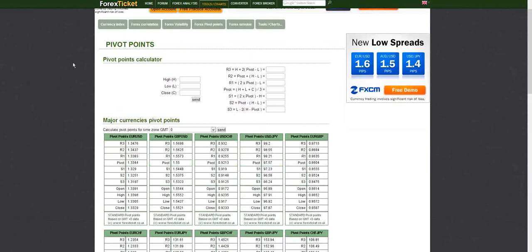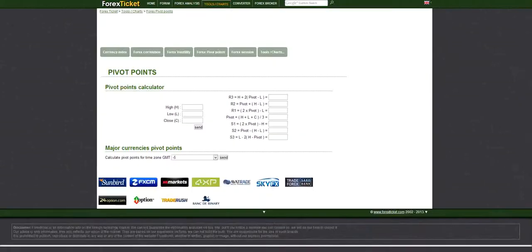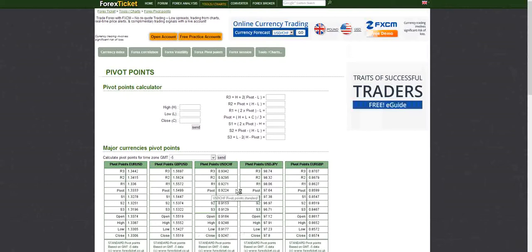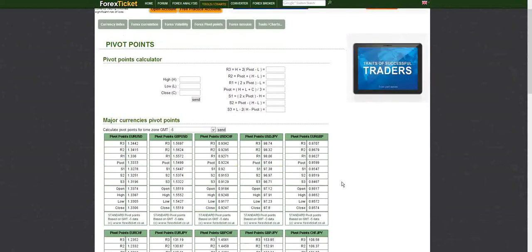So the first thing you need to do is pick out the time zone for your broker, not for you, but for your broker. For instance, if you have Oanda, it's -5 East Coast. Once you do that, hit send. It's going to update all these levels to your broker. So what do we do with these levels? Right now it's just a bunch of numbers, no fun.